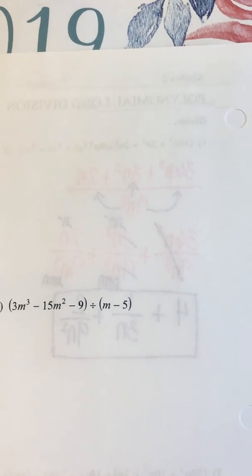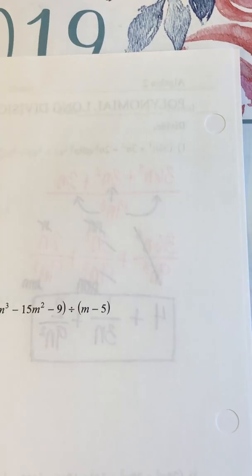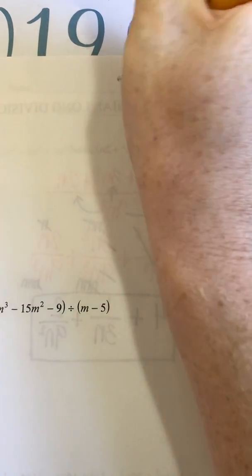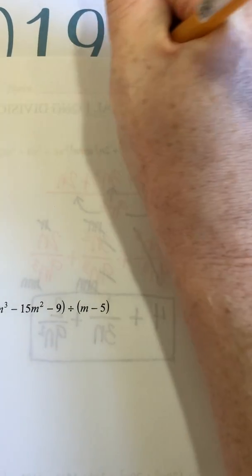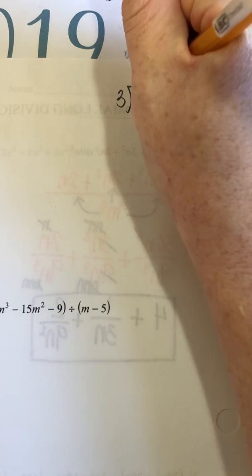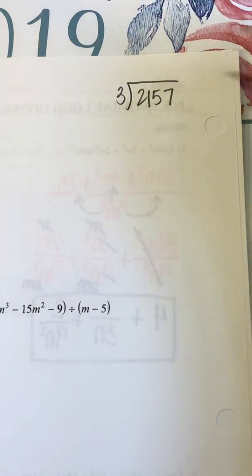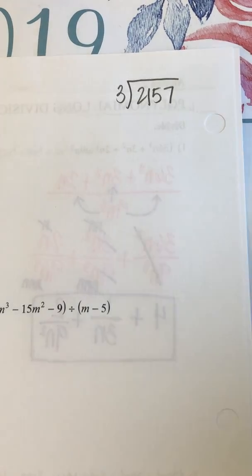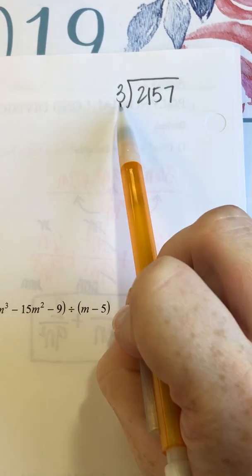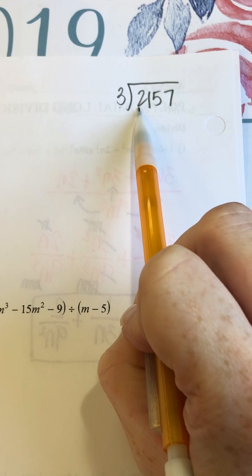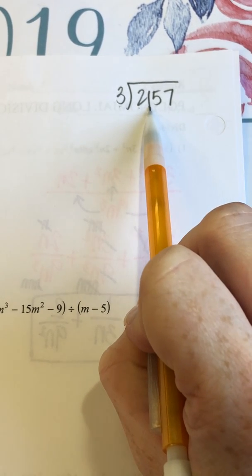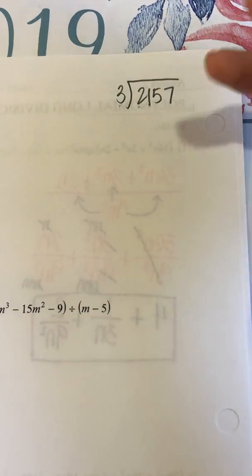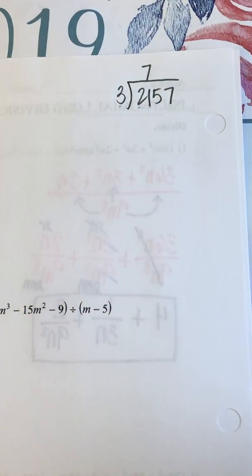Okay, and I want to do a quick reminder of elementary school long division. Okay, so I want you to do 2,157 divided by 3. Let's talk through this. 3 will not go into 2, so I extend it to the 1. How many times will 3 go into 21? 7 times. What do I do next?